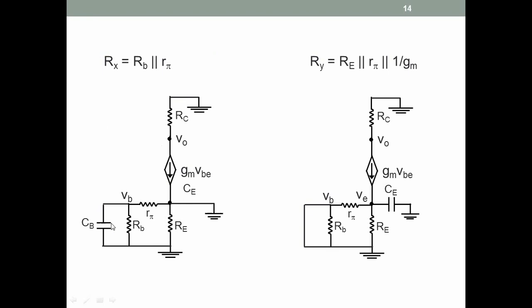So if we look at this, it is RB, and this node is shorted to ground, so RE is shorted to ground. This is gone, so only R pi is left in parallel with RB. So we get Rx equal to RB parallel R pi.